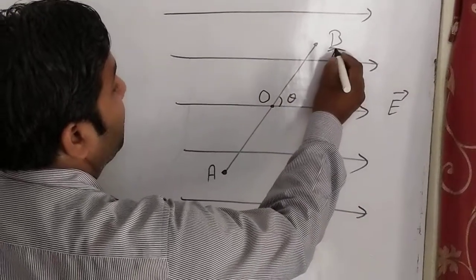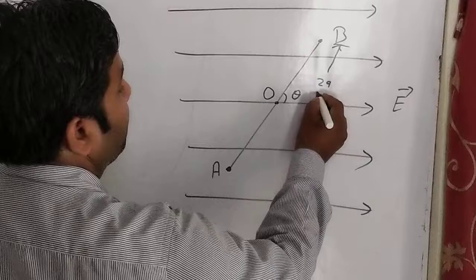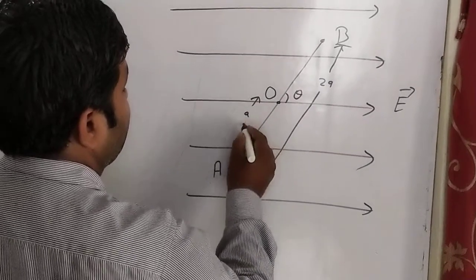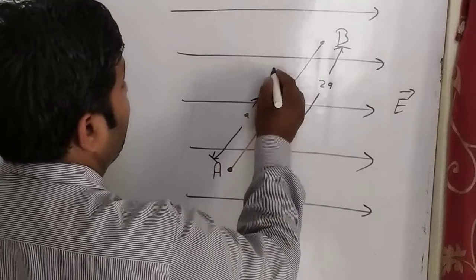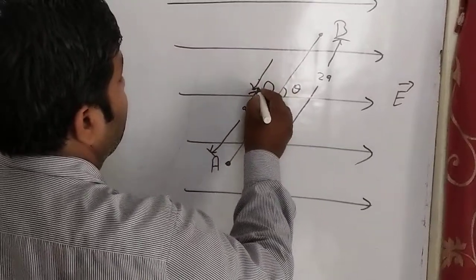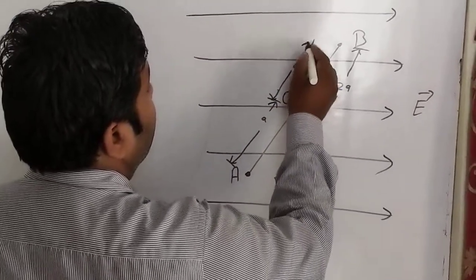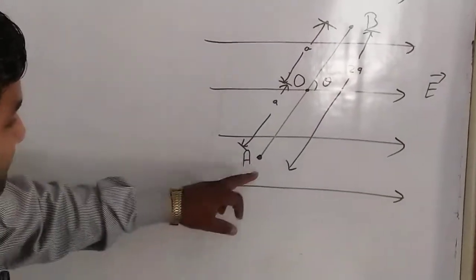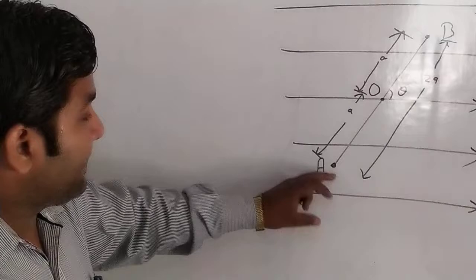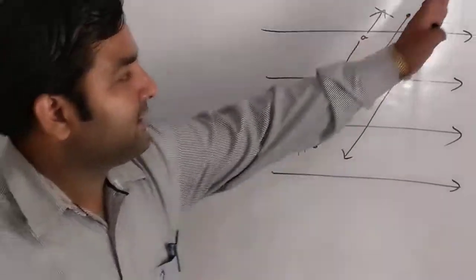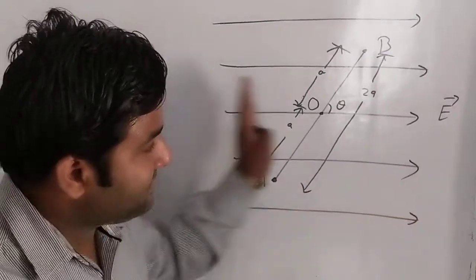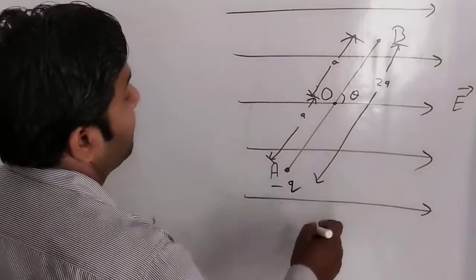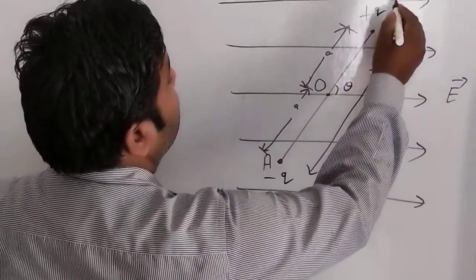This is O, the midpoint. The total distance is 2A, divided into two parts: the half part is A, and the remaining half is also A. Which charge will be at this point? Here the positive charge and here the negative charge, that's why the electric field lines move from left to right. So here negative charge and here positive charge.